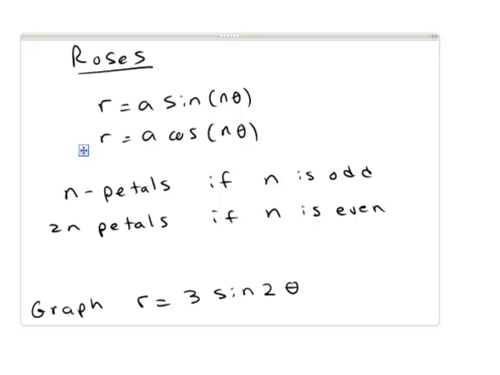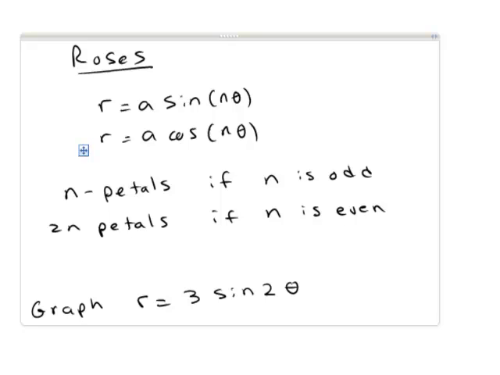And pretty much they're the same curves, just rotated. Now, another thing that we can pick up on and might help us graph later is the number of petals that the rose will have. The number of petals can be determined by looking at the argument of the function. If n happens to be odd, then we're going to have exactly n petals. However, if n is even, then we're going to have 2 times n petals, right?